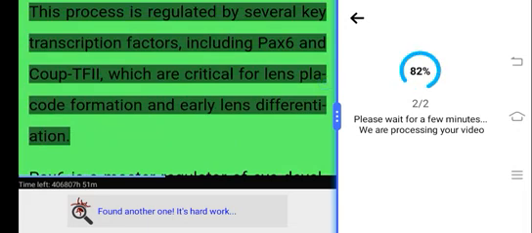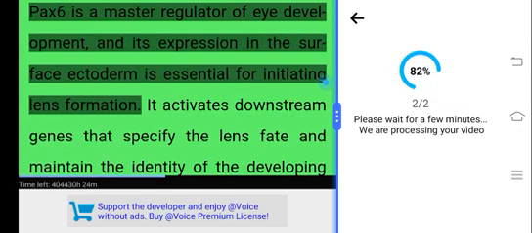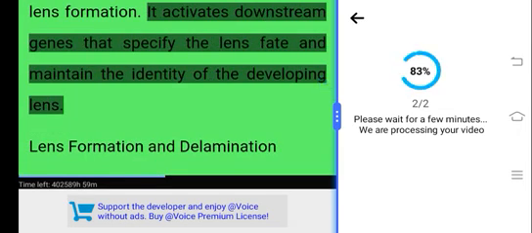This process is regulated by several key transcription factors, including PAX6 and QTFII, which are critical for lens placoid formation and early lens differentiation. PAX6 is a master regulator of eye development, and its expression in the surface ectoderm is essential for initiating lens formation. It activates downstream genes that specify the lens fate and maintain the identity of the developing lens.